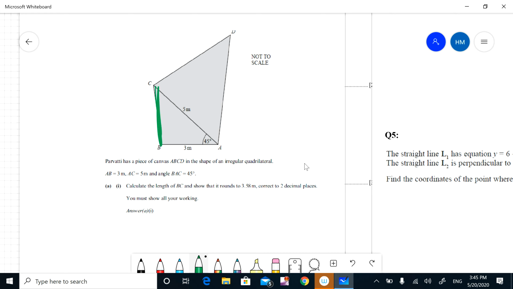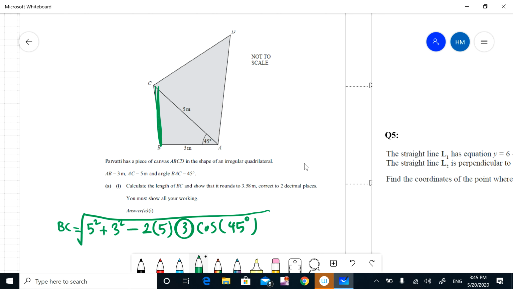This length is BC. It's a side in the lower triangle. We have two sides and we have the angle in between, so it's better to use the cosine rule. So we can say that BC is the square root of 5 squared plus 3 squared minus 2 multiplied by 5 multiplied by 3 multiplied by cosine of the angle in between, which is 45 degrees. If you use the calculator, you will get the answer, which is exactly 3.58 to 3 significant figures as required.